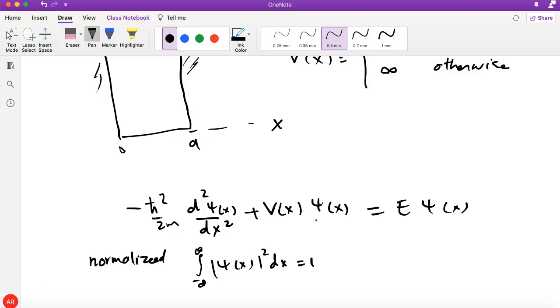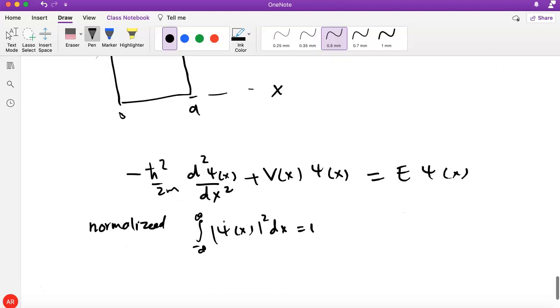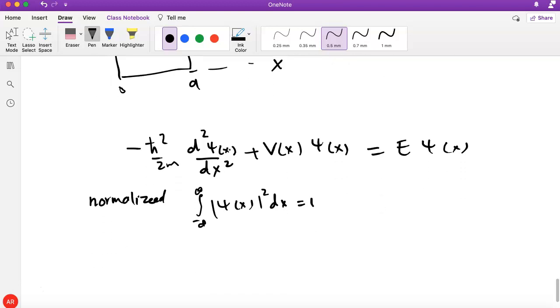And notice that if you find a solution to this equation, suppose psi of x is a solution, you can multiply it by any constant. Let me write that more explicitly. So suppose you have a solution like that. I multiply both sides of the equation by some constant.